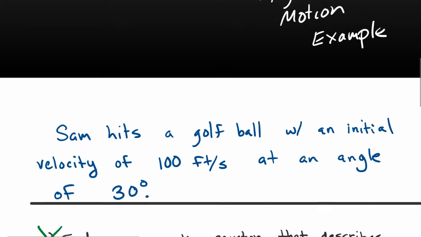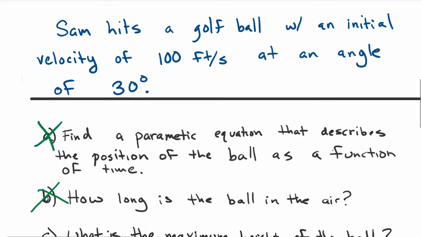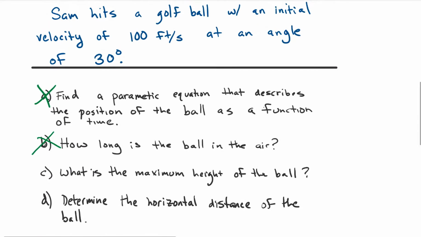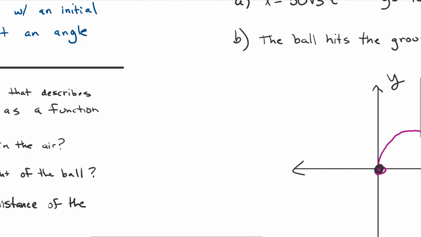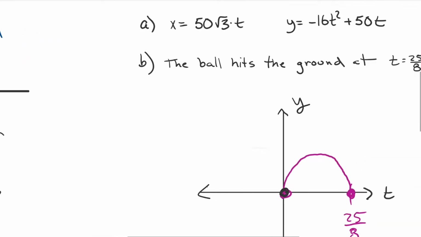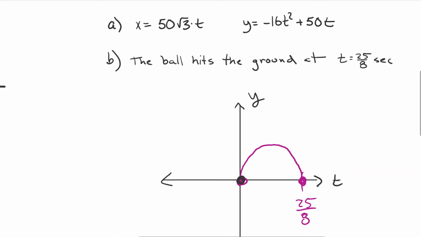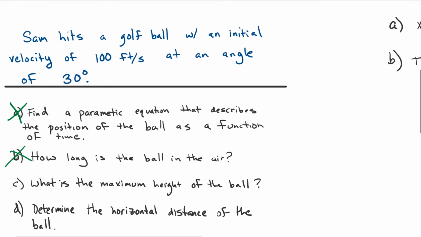So there's our scenario. We found part A. We found part B. We're just looking to solve part C and part D. From part A we got our two parametric equations over here. And then we found out that the ball hits the ground at 25 over 8 seconds, or 3.125 seconds. So let's go see what we need to figure out.